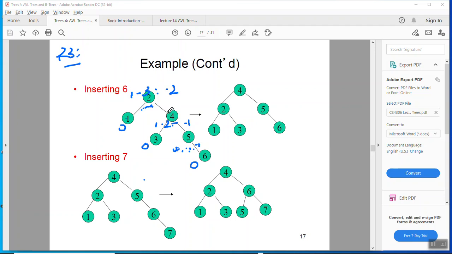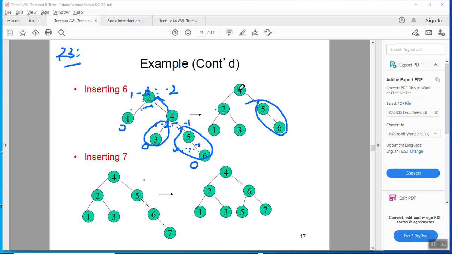Then 4 will go to the top. You will see 4 will go to the top, and then this will go down, 2 will go down here, and then 1 will be on the left side. How about the other parts of 4? This side will be on the right side of 4, and this 3 is on the left of 4, right? So it will go on the left side of the root 4.